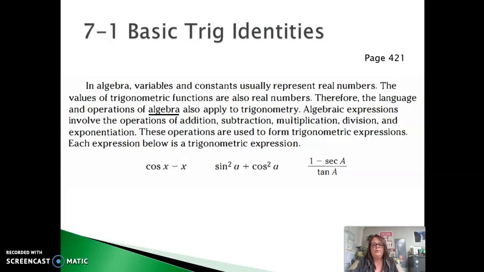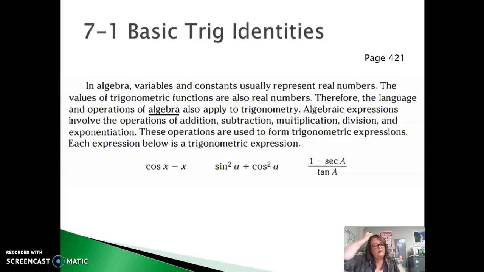So I'm going to take a moment to read a passage from page 421 in your book. It says, in algebra, variables and constants usually represent real numbers. So we're looking for what real number solves this equation. The values of trig functions are also real numbers. That's why we were able to graph them on a Cartesian plane. Therefore, the language and operations of algebra also apply to trigonometry.